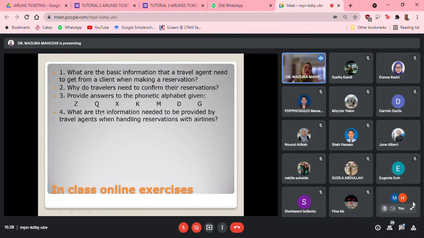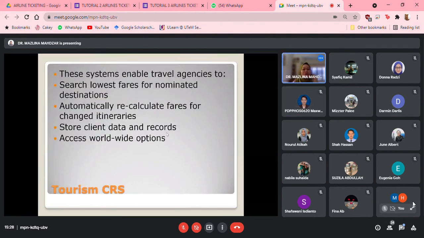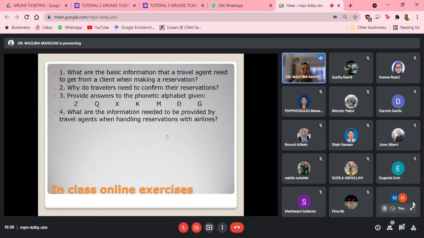Bagus. Okay, what are the information needed to be provided by travel agents when handling reservation with airline? Information sama lah tadi, 9 tadi, information berkenaan dengan nama, kontak. Semua itulah sama saja. But the idea is for you to know that beforehand you want to do a booking in the system, you need to buat repo dengan you punya pelanggan dulu, to get the information and try your very best to buat booking and show extra services.